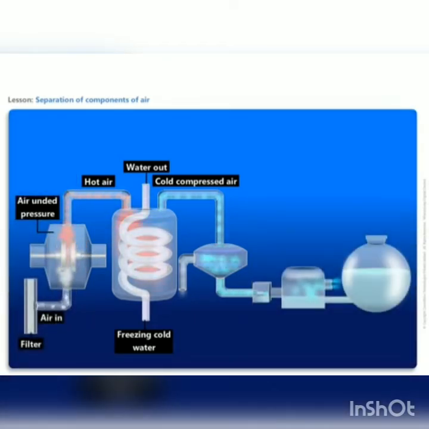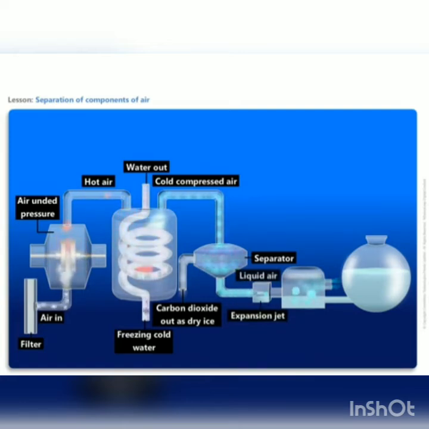The cooled and compressed air passes through a separator, where carbon dioxide gas solidifies and is separated as dry ice. The air, which is now free from carbon dioxide, is forced through an expansion jet where it liquefies. This liquid air is allowed to slowly warm up in a fractionating column.